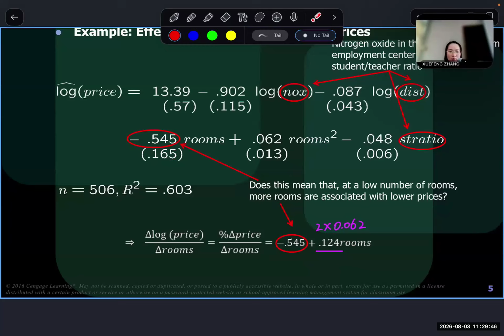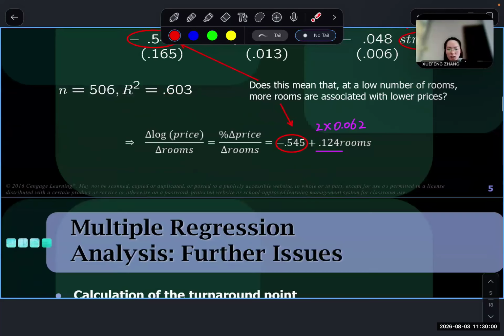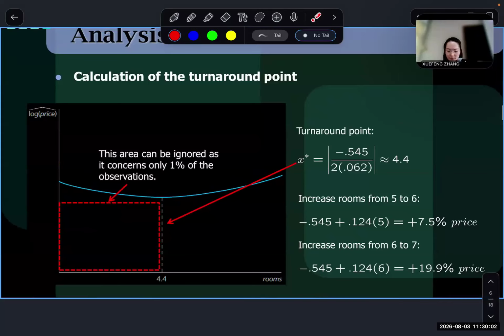Same lesson as before, okay? Don't read the linear term alone. We need the real marginal effect, which is here. This is the real marginal effect. And let's find the turnaround point. In this case, the curve is convex. Why?